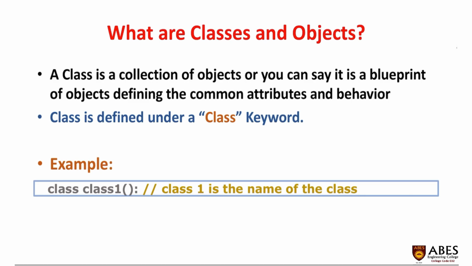This is an example of a class. Class1 is the name of the class. Now we are going to create Class1, which means we create this class by using the keyword class. The class is the collection of objects, or you can say it is a blueprint of the object, defining the common attributes and behavior.